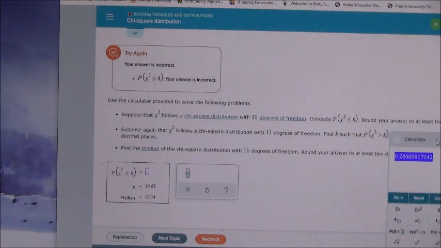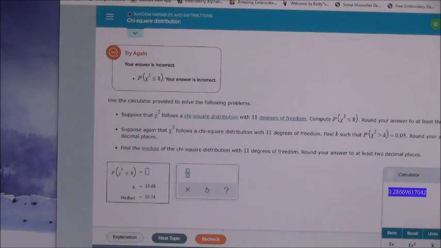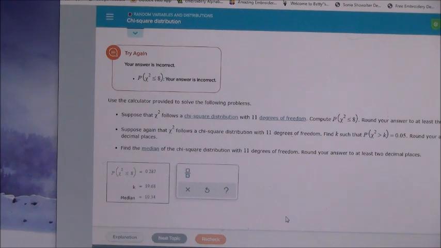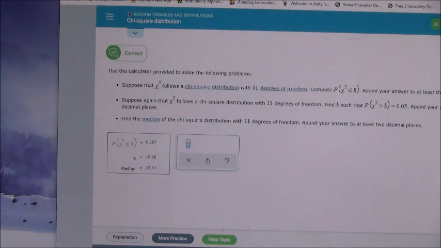Oh, that one did say 3 decimal places. Notice that says at least 3, and then that one was at least 2. So that's why it didn't like my answer, because I rounded it off to 2, because I had it at 3. So 0.287. Now I have it at 3 decimal places instead of 2 decimal places. Now if I check my answer, I'm okay. So be aware of that.